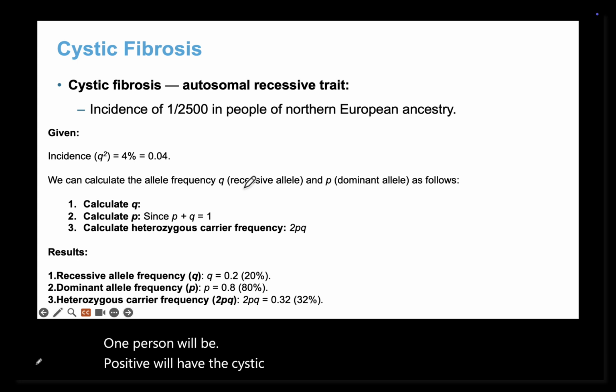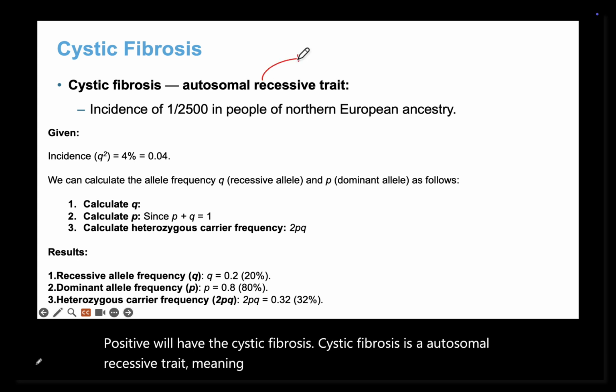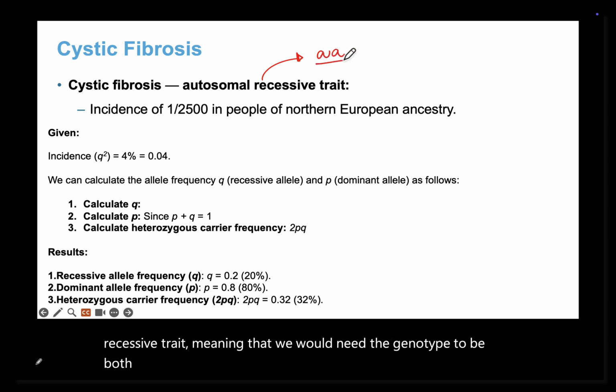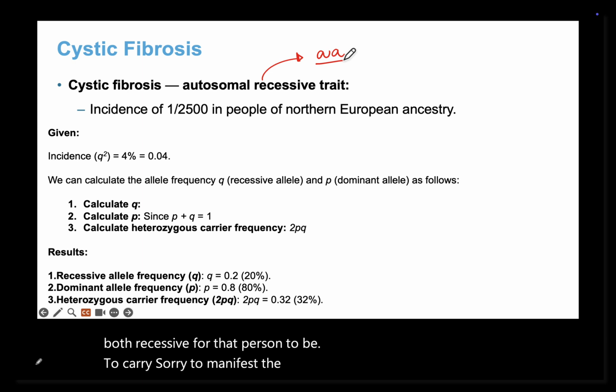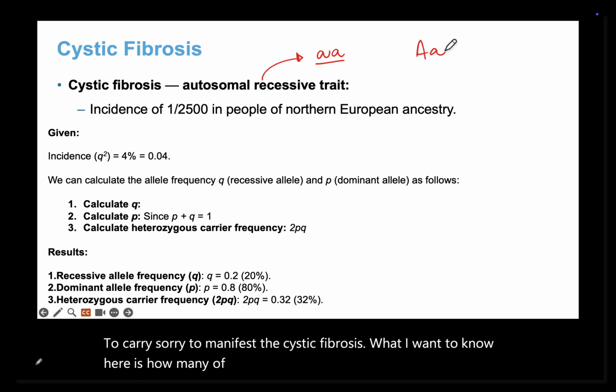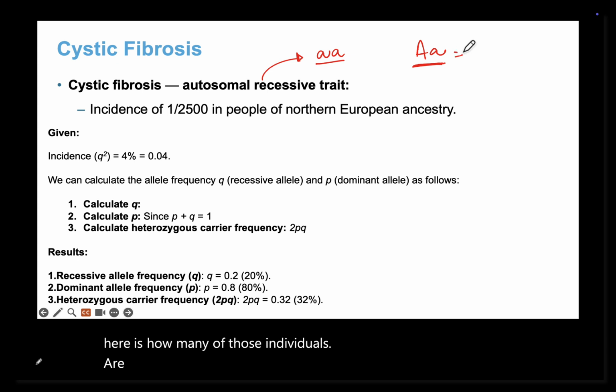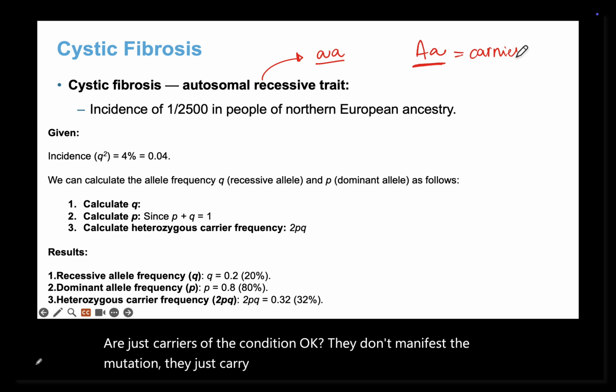Cystic fibrosis is an autosomal recessive trait, meaning that we would need the genotype to be both recessive for that person to manifest cystic fibrosis. What I want to know here is how many of those individuals are just carriers of the condition. Okay? They don't manifest the condition, they just carry the mutation.